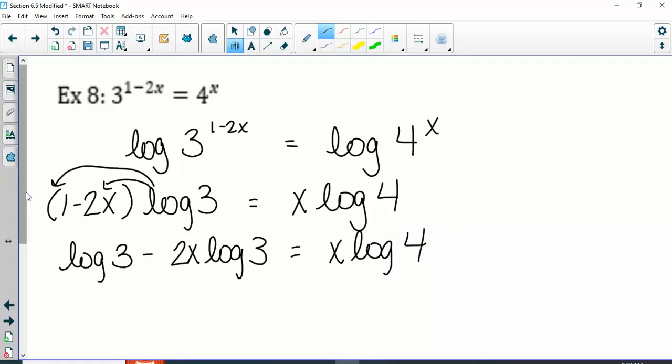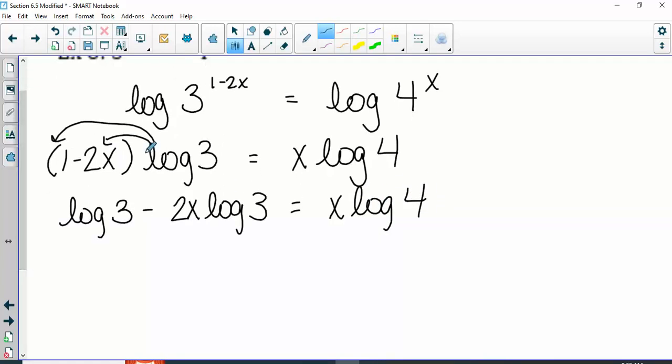Wouldn't that be 6x? When you're multiplying, it gets multiplied in front of the log. So log 3 is just like a number, and anything else just goes in front. It won't change the argument. So, both of these terms have an x. We need them on the same side. So we add over the 2x log 3.